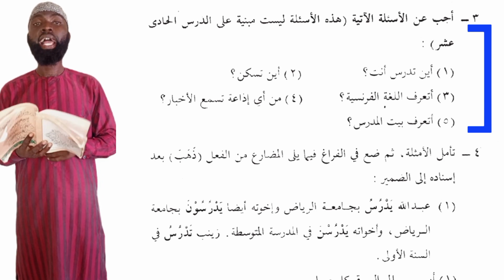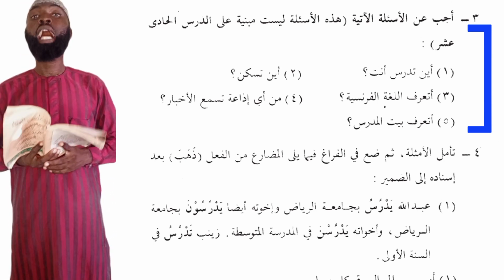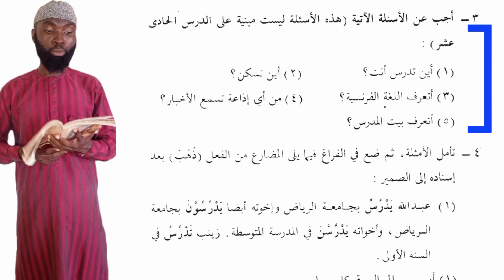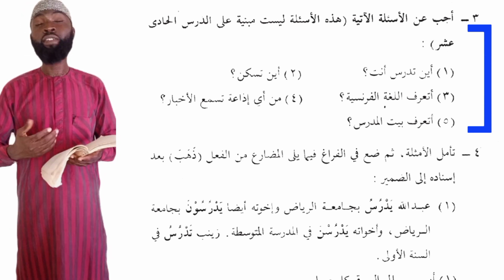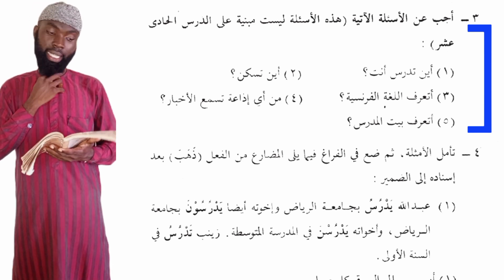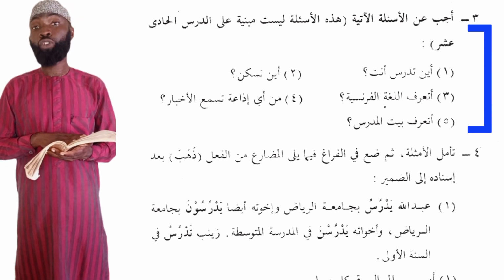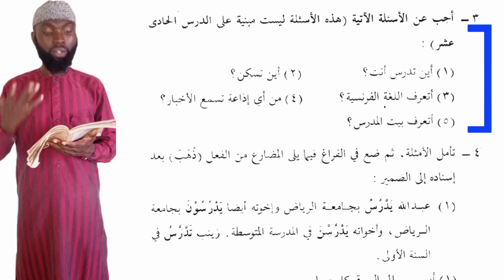Number 1 we have أين تدرس أنت? Where are you studying? I could say أنا أدرس في جامعة أبوجا. I'm studying at the University of Abuja. Number 2 we have أين تسكن? Where do you live? أنا أسكن في دوسي. Then I can say number 3 أتعرف اللغة الفرنسية? Do you know French? لا أعرف اللغة الفرنسية.